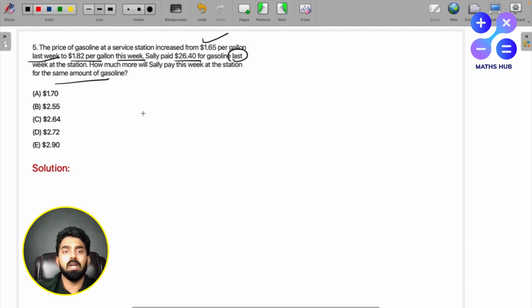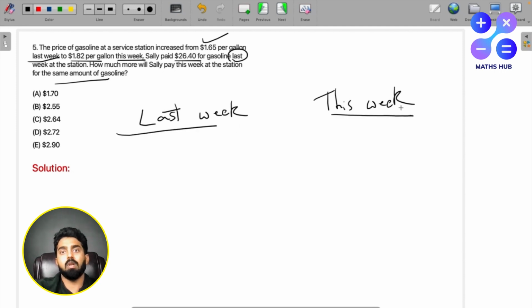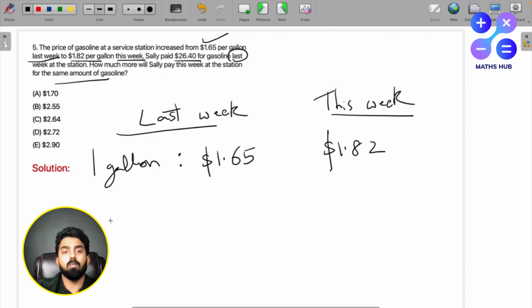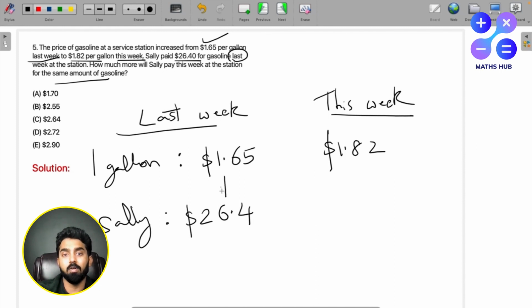So we have two things, last week and this week. Last week, the price of 1 gallon was $1.65, and this week it is $1.82. Sally paid $26.4 last week, but we don't know how many gallons she paid for.